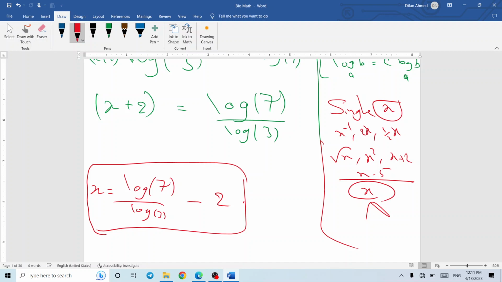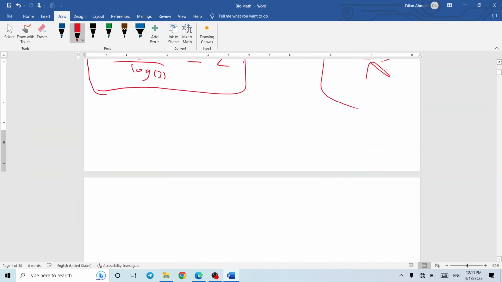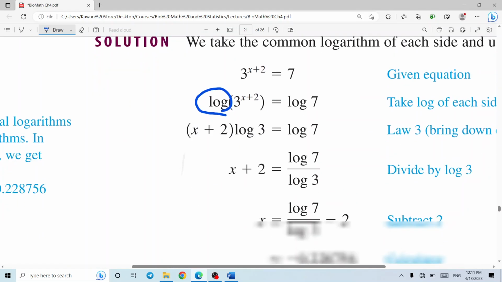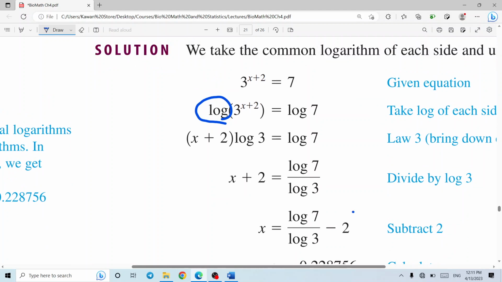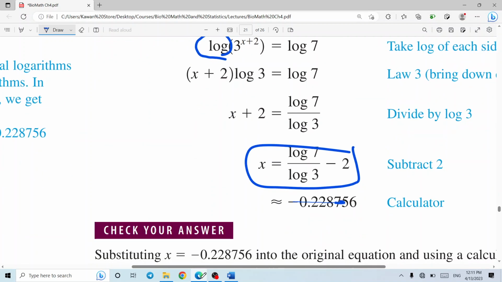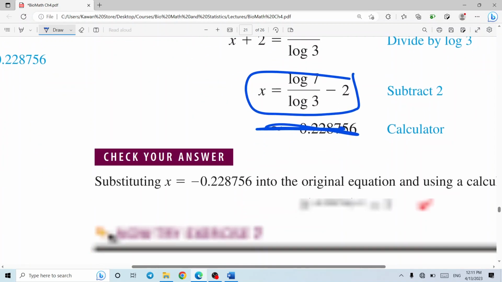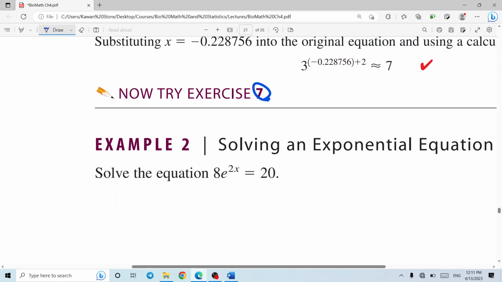Any question, dears? Good. Now I'm going to the second example. Till here is your solution. Forget about the calculation. Of course, check example number 7. Now I have another equation. Look at here. We have 8e^(2x) = 20. So how do we solve that one?